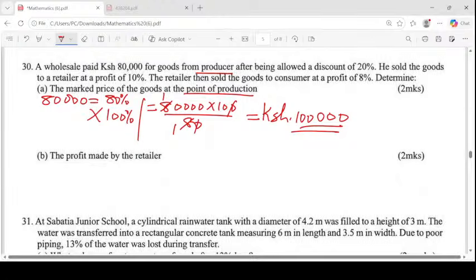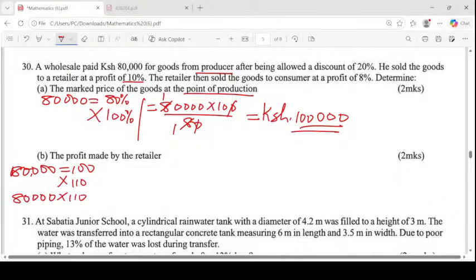Part B, the profit made by the retailer. He sold the goods to a retailer at a profit of 10%. So this wholesaler bought at 80,000 but sold to the retailer at a profit of 10%. So let me get the retailer's buying price. This 80,000 which she bought is like 100%. If she sold the goods to a retailer at a profit of 10%, meaning that she sold it at 110%.